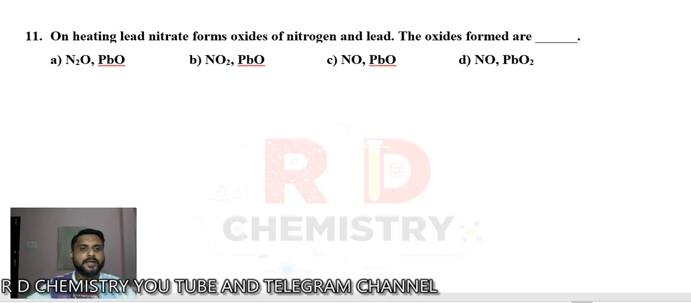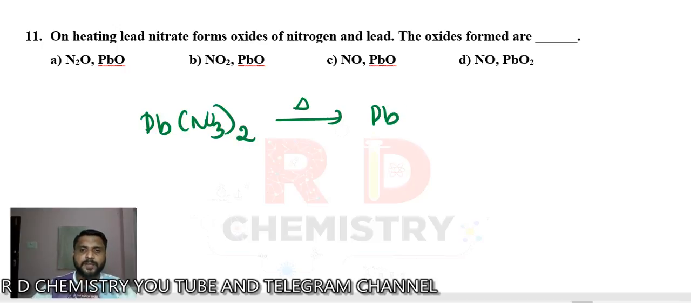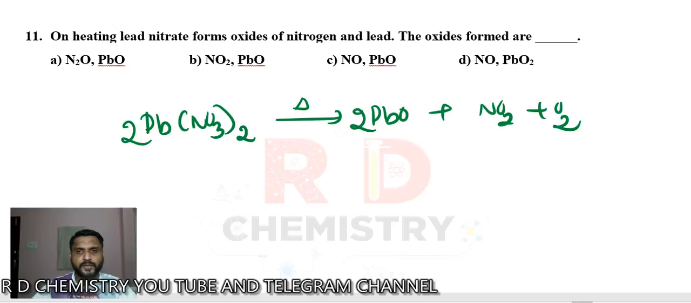The next question: on heating lead nitrate. Lead plus 2, nitrate NO3 minus, so it becomes Pb(NO3)2. On heating, it becomes PbO, then nitrogen dioxide, then oxygen. If you balance it, you have to take 2 moles here and 2 moles here. So the oxides formed are three types: lead oxide, nitrogen dioxide, and oxygen gas. So the answer matching is we have got NO2 and PbO. Therefore, the answer is option number B.